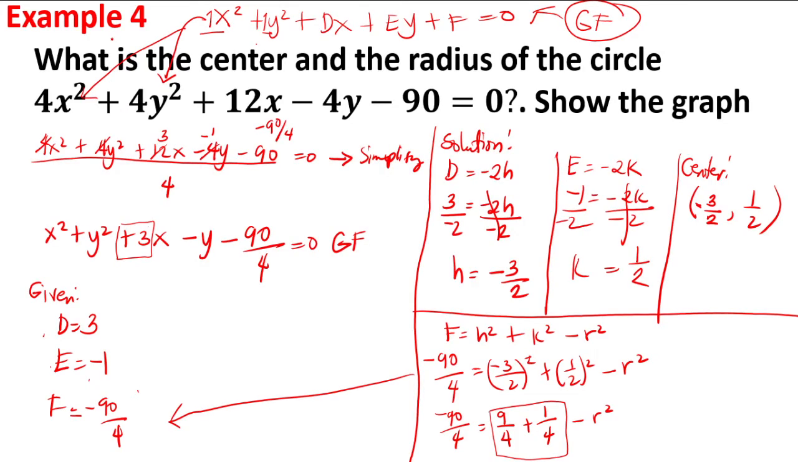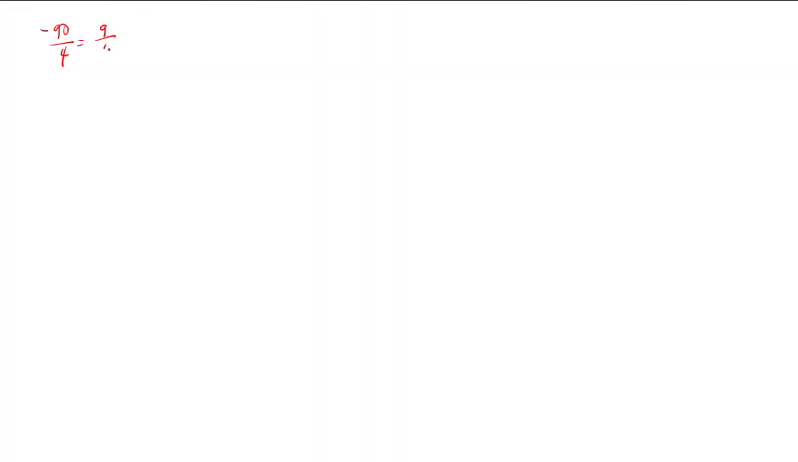Okay. Sulat lang natin ulit. So, negative 90 over 4 is equal to 9 over 4 plus 1/4 minus r square. So, ganito na siya. Tama? Next, negative 90 over 4 is equal to 9 plus 1 kasi similar fraction sila. Diretso lang. 9 plus 1 is 10. 10 over 4 minus r square.